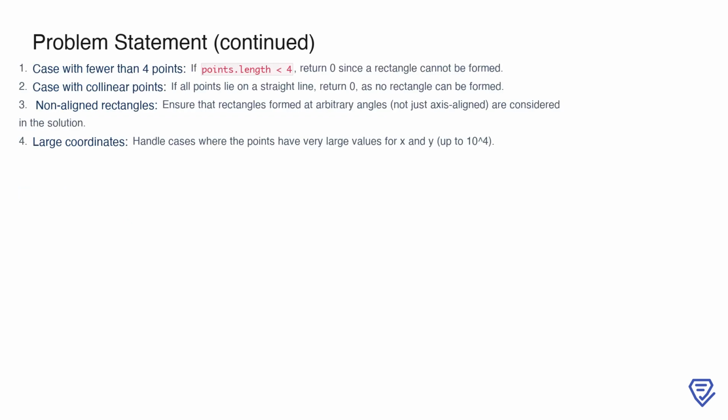There are several edge cases to keep in mind for this problem. First, if there are fewer than 4 points, it is impossible to form a rectangle, so the output should be 0. Second, if all the points are collinear, meaning they lie on the same straight line, no rectangle can be formed, and the result should again be 0.